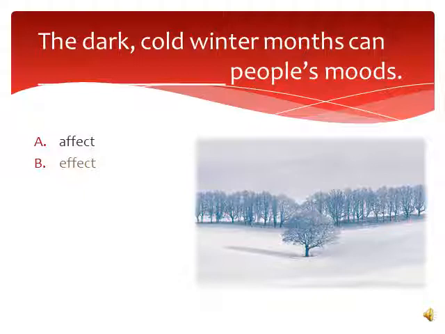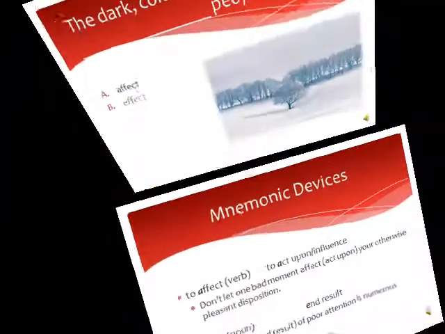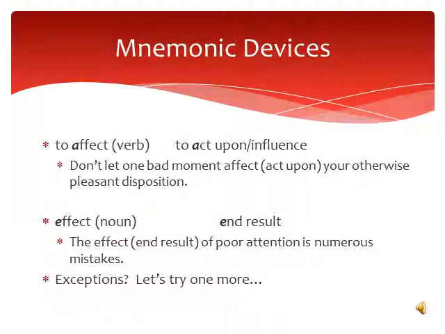Effect with the E is almost always a noun, meaning the result or the end result. Some people like that E for end result for that mnemonic device to remember. Sometimes using mnemonic devices can help us remember words like these, like affect and effect. So again, affect with an A is almost always a verb to act upon or to influence. You can use whichever one you like. I always think of influence, but some people do like the A for act upon.